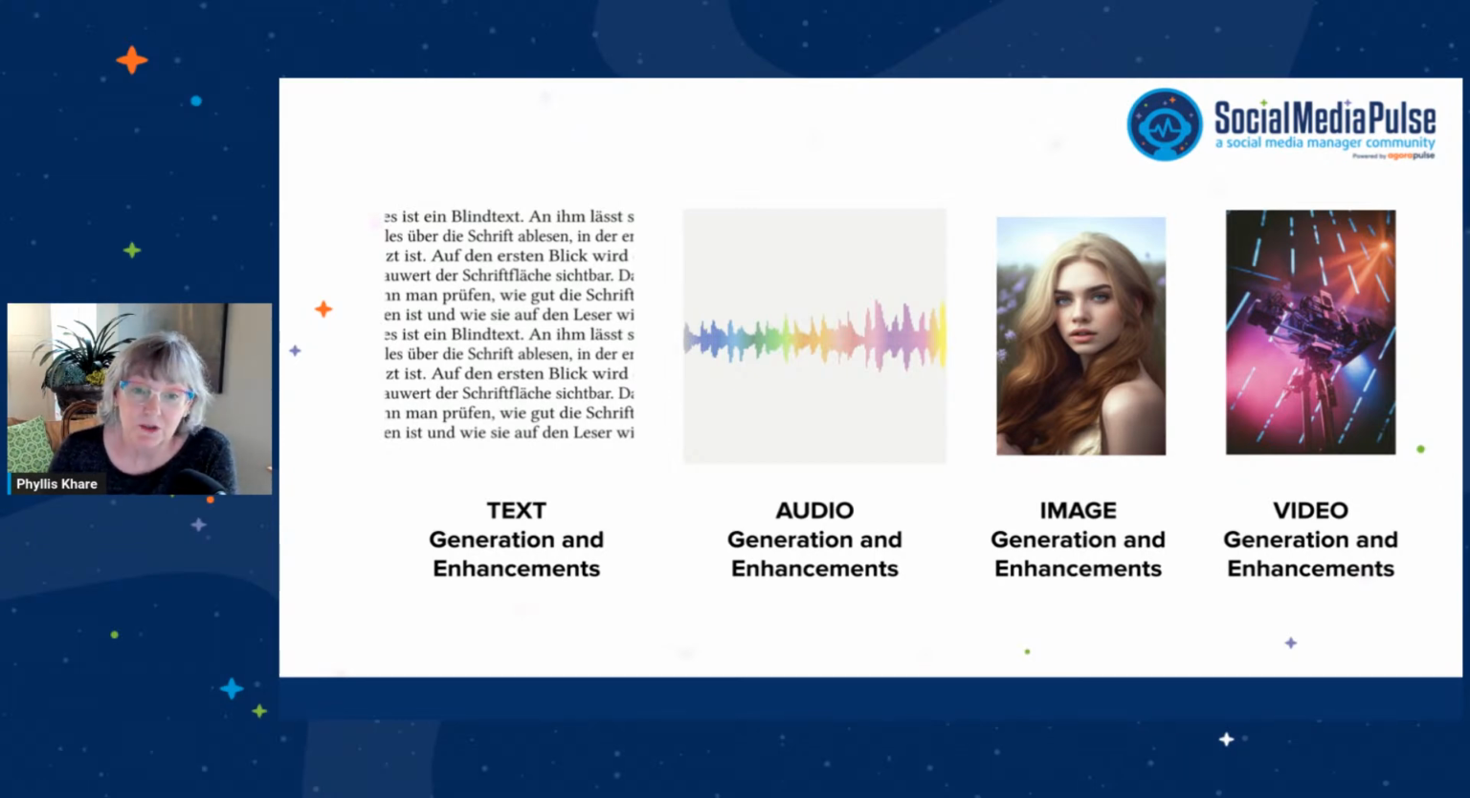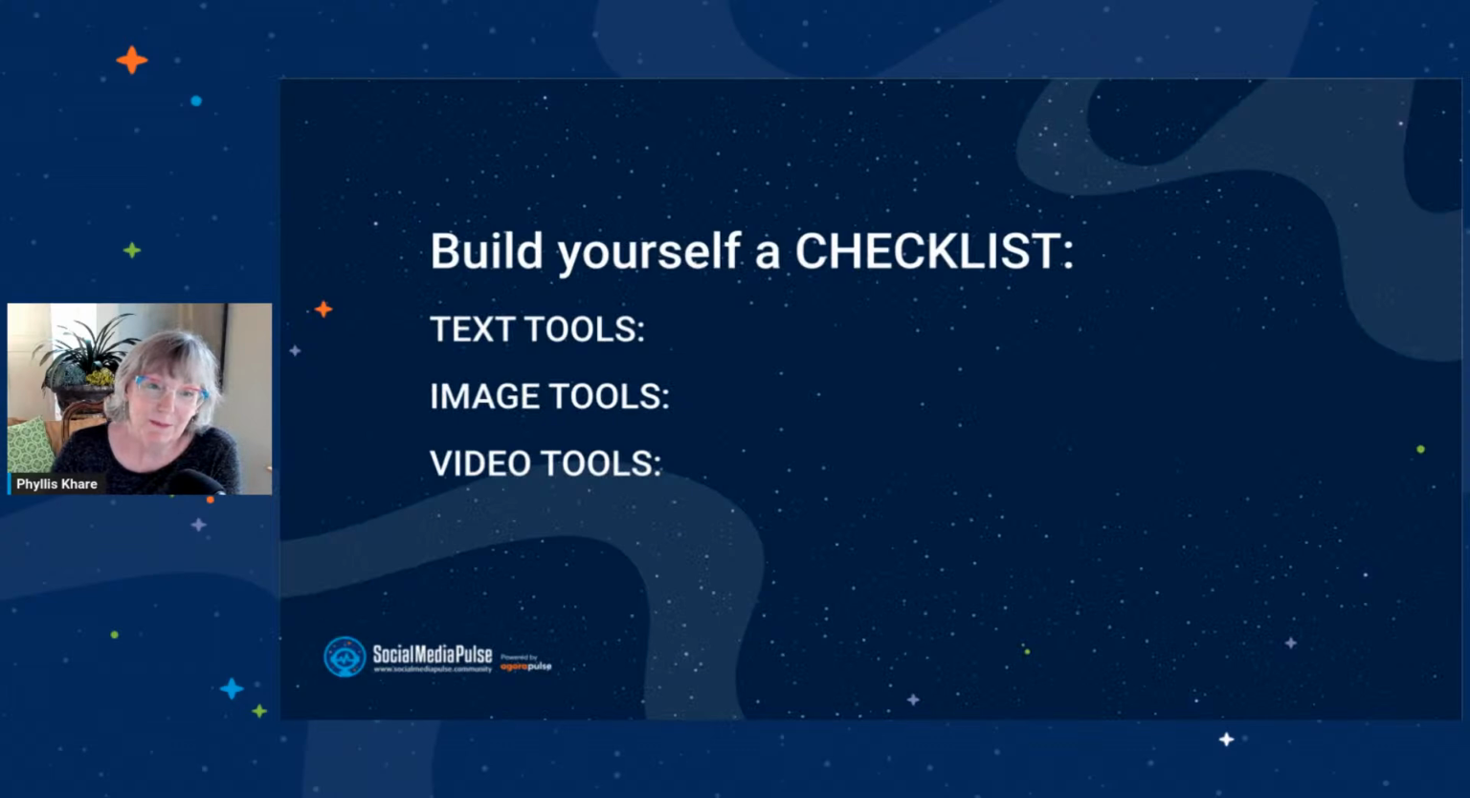And then video generation. Now, as far as which of these is really working well right now, the text generation and enhancements is by far the most complete, I think, of all the types of AI tools. Audio is coming up there. Image is exploding with all the things that you can do. And video is just starting to really develop, but there are some cool tools that you can use as a social media manager. And remember, I'm focused on you as a social media manager or agency owner on these tools. So let's talk about them a little bit.